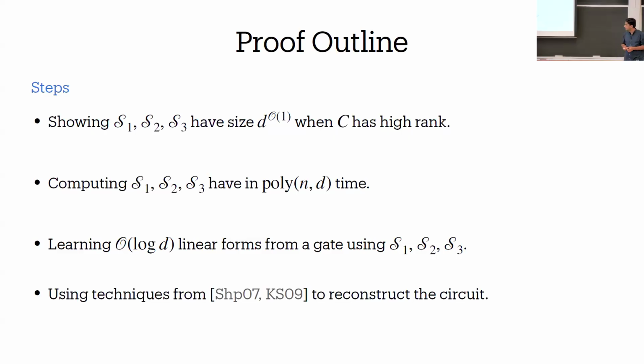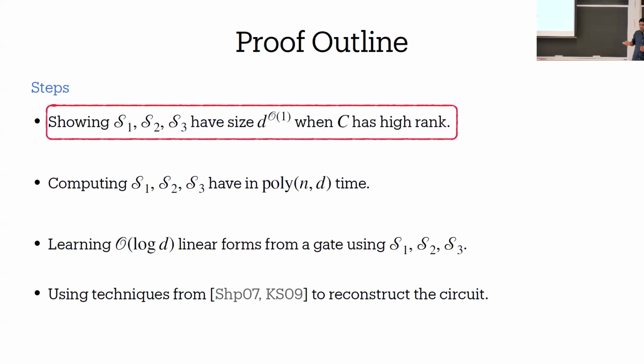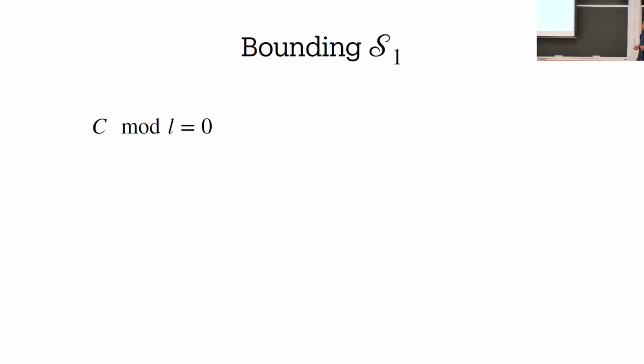We show that we can still learn log D independent linear forms using S1, S2, S3, even with this loss. And step 4 is what we discussed: using the techniques of Shpilka and Karnin-Shpilka to reconstruct the circuits from the few linear forms we learned. For the rest of the talk, we are going to focus only on step 1, which is showing that S1, S2, S3 are finite.